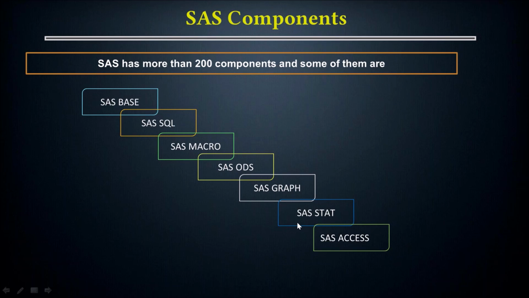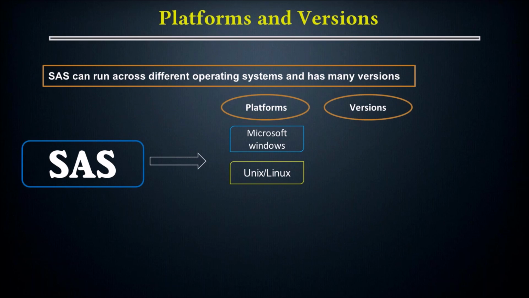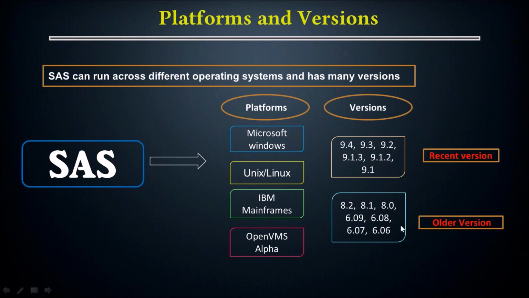And now let's see about SAS software and how it runs on different operating systems. We know that SAS runs on an operating system, right? So today there are many operating systems like Windows, Mac, Unix, right? Like this, so many operating systems and different platforms, and also there are many versions. The current version is 9.4 and these are the recent versions. 8.2 and the like are old versions. So we can install SAS on any operating system, and you can install whichever version you want.